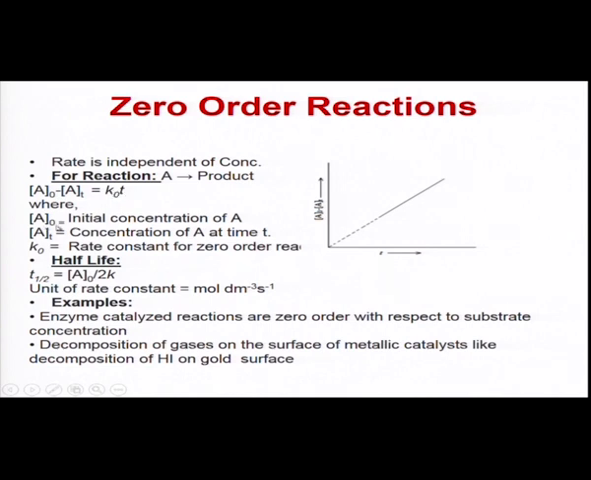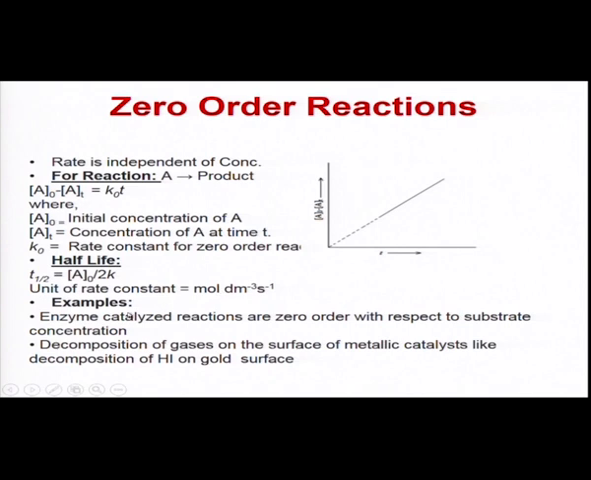So, A0 is the initial concentration and At is the concentration of A at time t, and here the half life is equal to A0 divided by 2k. Usually the rate constant in zero order kinetics is in moles per liter per second.